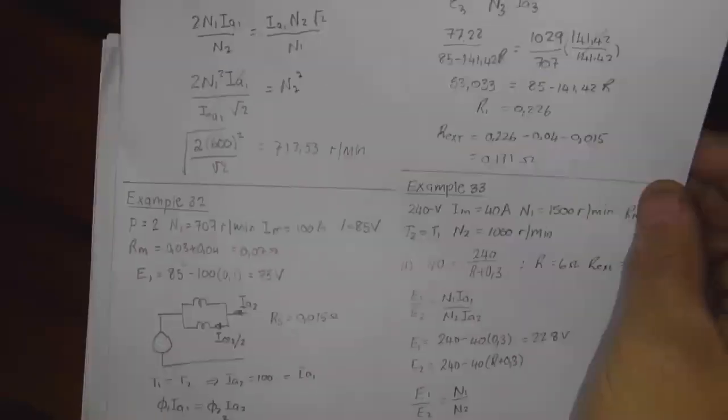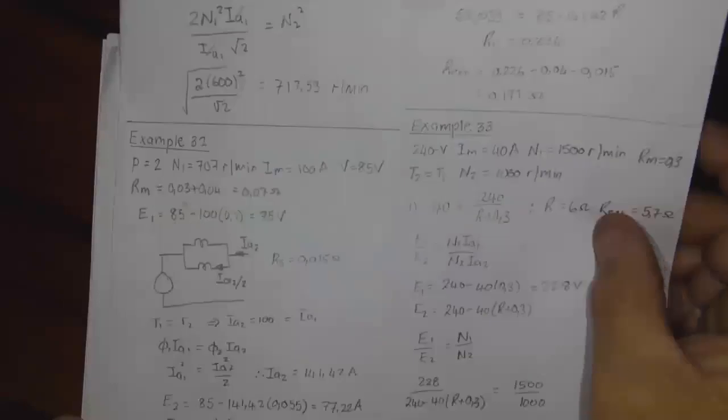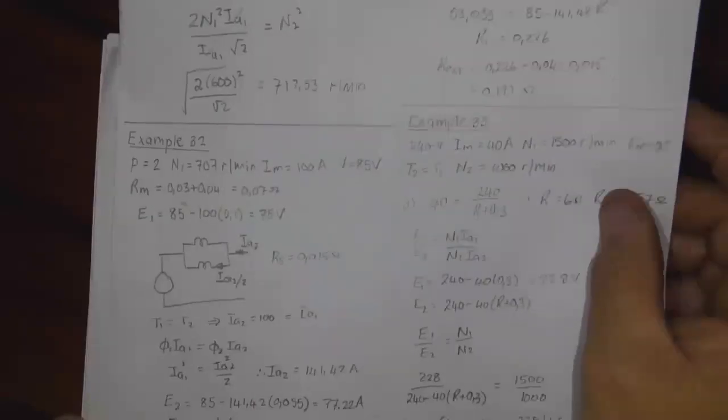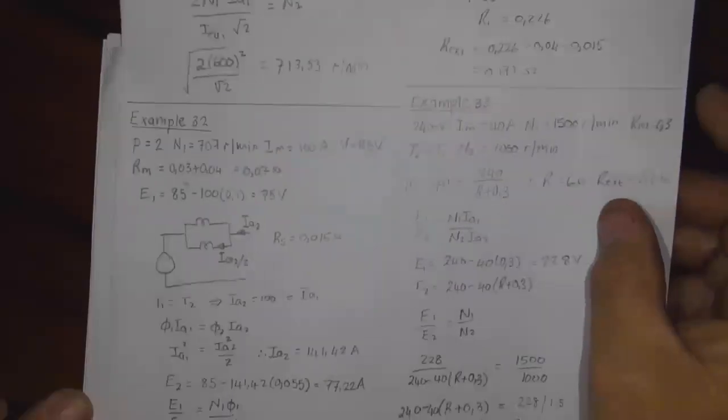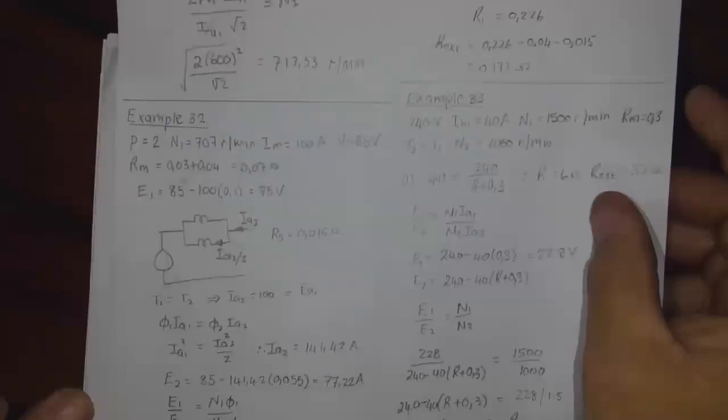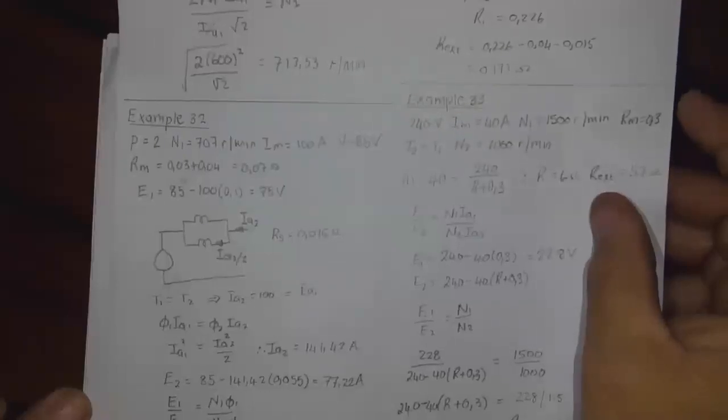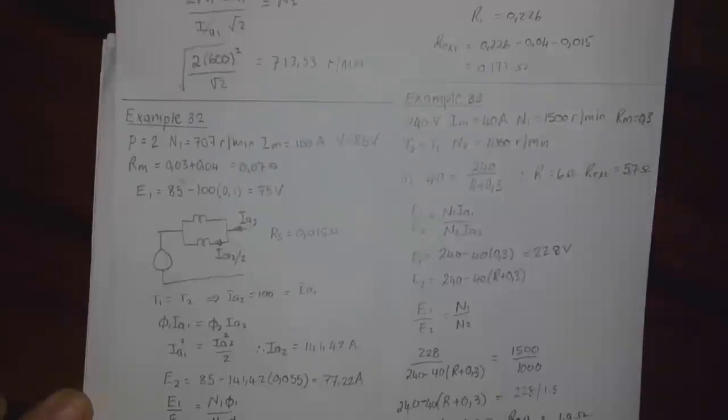Then example 32 says there, we've got a 2-pole machine. N1 is 707 revs per minute. The motor current is 100 amps and the voltage is 85. So now E1, okay, let's see.